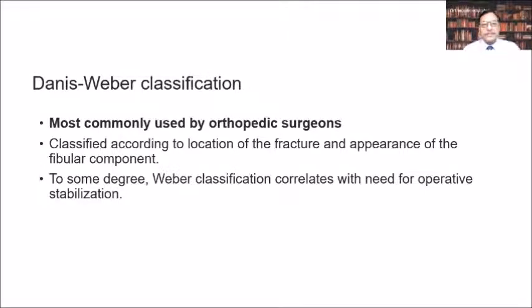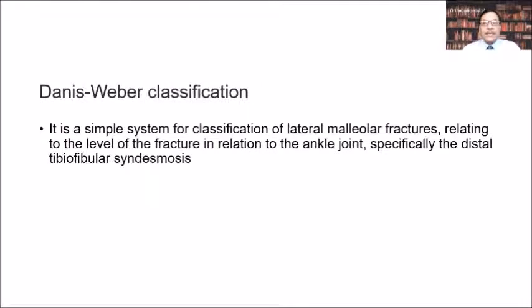Danis-Weber classification is classified according to the location of the fracture of the fibula, where the fibula is fractured, and its relation to the syndesmotic joint. It usually, to some degree, correlates with the need for operative stabilization and what kind of operation we are going to perform on the patient. Fracture of the lateral malleolus and its location compared to the distal tibiofibular syndesmosis.